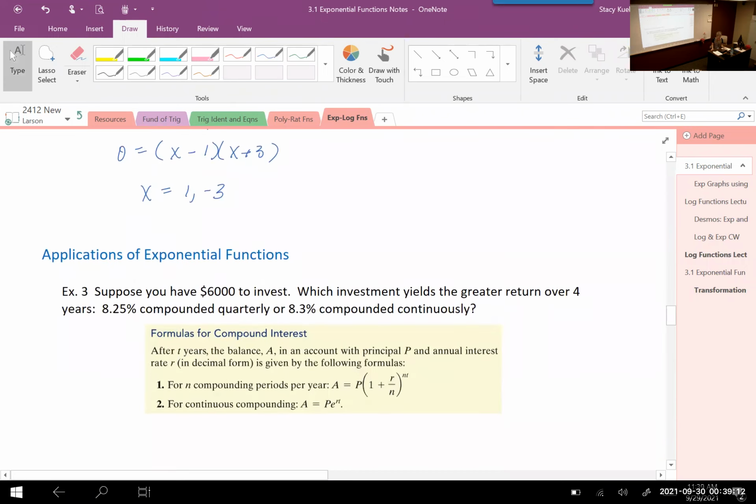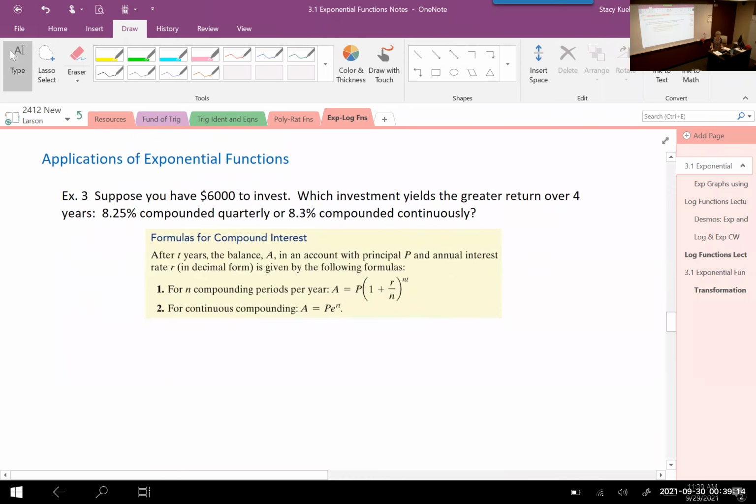So, some applications of our exponential functions. The most classic one would be compounding interest. Do y'all understand what compounding interest is? Can anybody explain it to me? Go ahead, Isaiah.